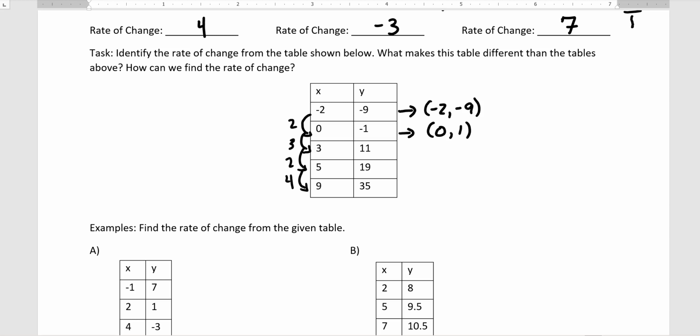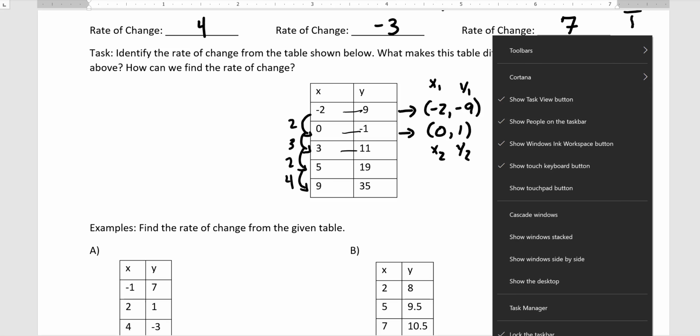Well, what did I just find here? I just found 2 points. We can call that x1, y1, and x2, y2. That works for any of these points. You can pick which ones you want to be x1, y1, and which ones you want to be x2, y2. The important thing is that you make sure that these all align together.